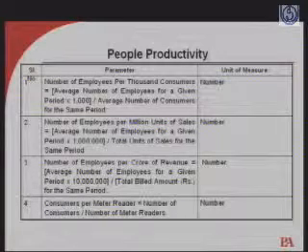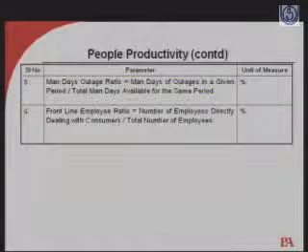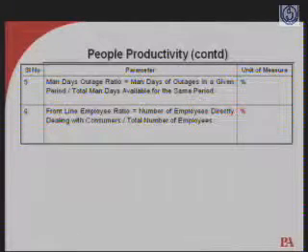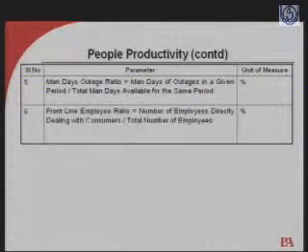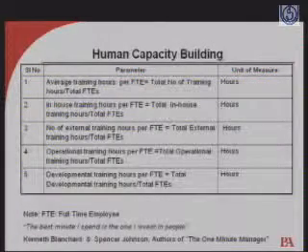Similarly, consumers per meter reader. Similarly, man-days outage ratio: man-days outage in a given period divided by total man-days available for the same period. Then in some organizations, they also try to see the front-line employee ratio, the number of employees directly dealing with consumers divided by the total number of employees, so that the company does not look like a top-heavy organization.